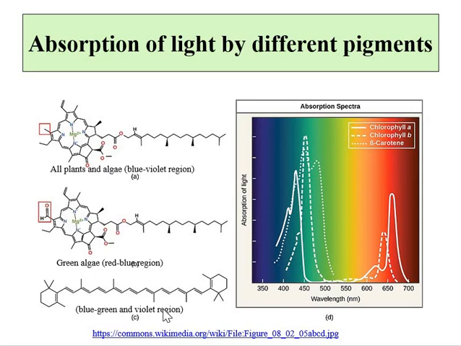In the case of chlorophyll A, blue violet light is absorbed. In the case of chlorophyll B, red and blue light is absorbed. The transmitted light is generally green, so they appear green in color. In the case of beta carotene, the absorbed light is in the blue, green or violet region, so it will transmit generally yellow light, and they appear yellow in color.